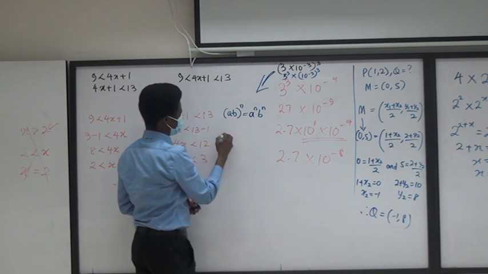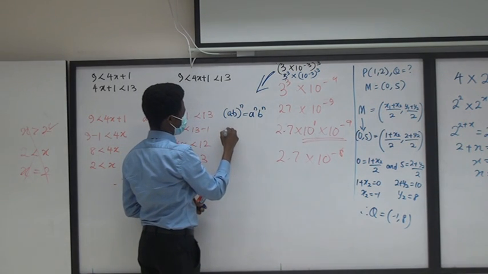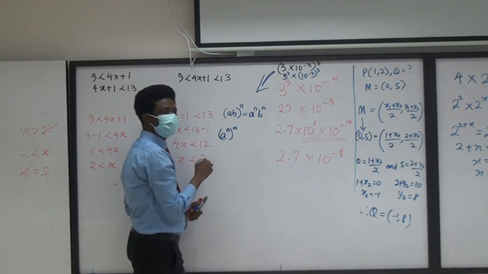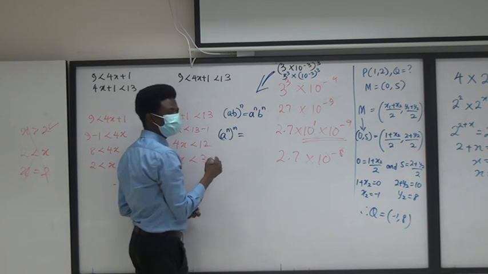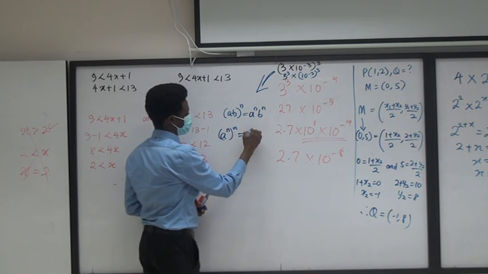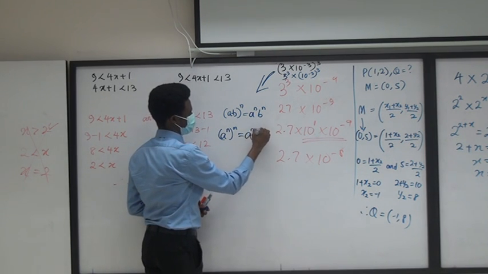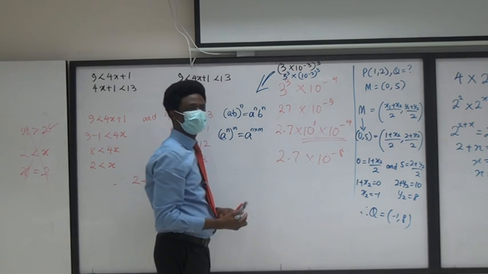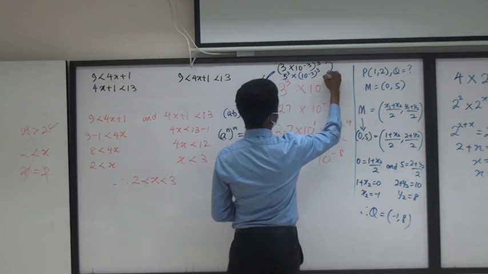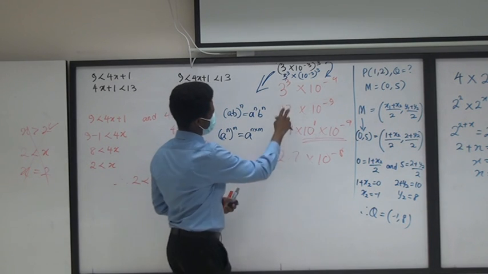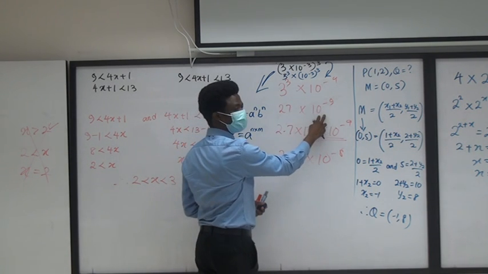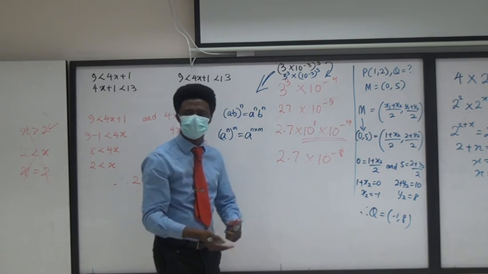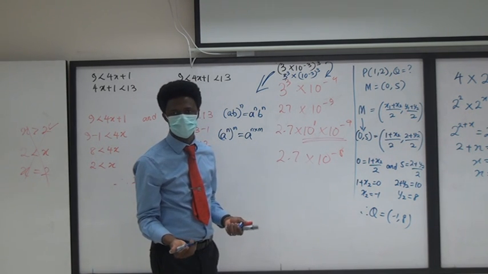And we also did a law of indices, a to power n to power m. Do you remember this law? What will it give you? n times m, like that. And that is what is responsible for this. So you are welcome to write from here directly. And then this is 27, this is that. 27, because the question is in standard form. It is expected that your answer is in standard form.